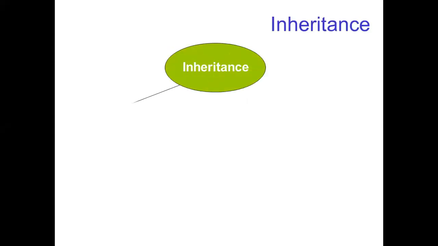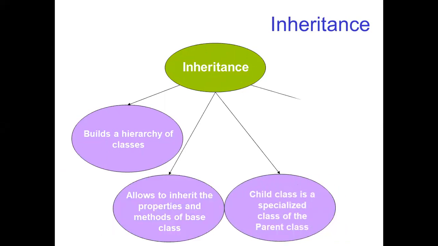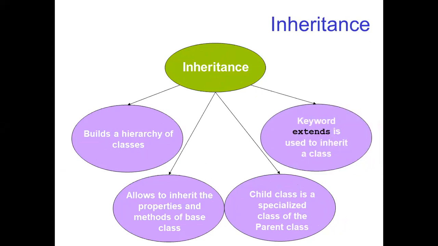So what is inheritance? Inheritance builds a hierarchy of classes, and it allows you to inherit properties and methods of the base class. A child class is a specialized class of the parent class. The keyword we use is extends. It's important: if you start creating a new class with the help of a previous class or parent class, we use the keyword extends.